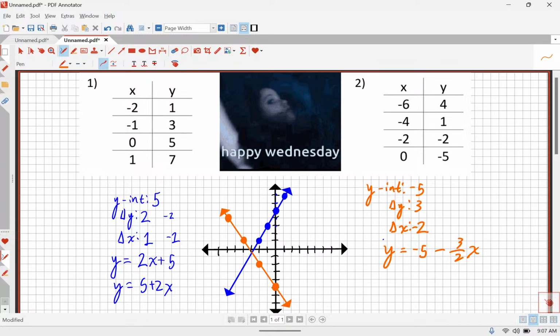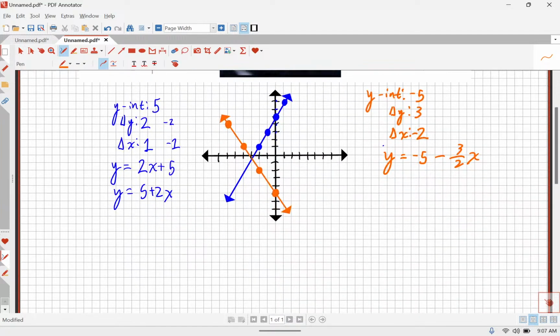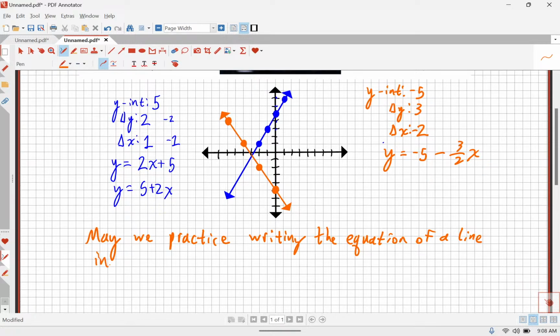Let's see here. What is our first essential question? And I would love to get that from Dash. Awesome. Go ahead and write that down, guys. Maybe we practice. Awesome. Writing the equation of a line in slope-intercept form given its graph.